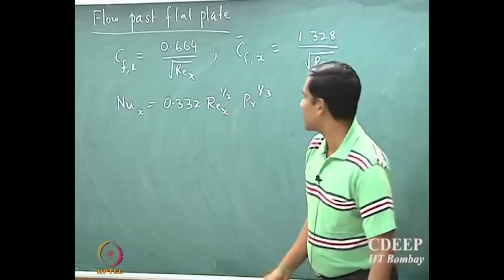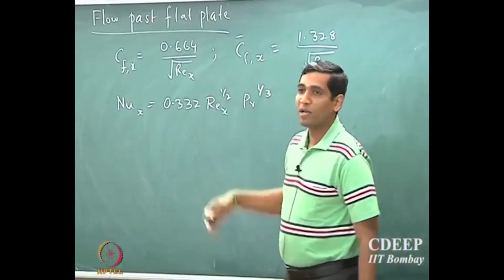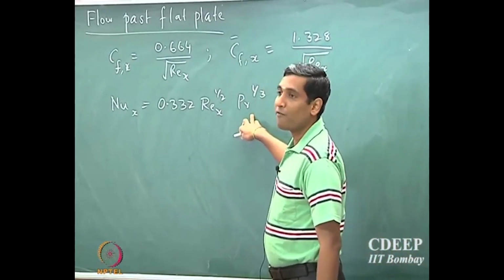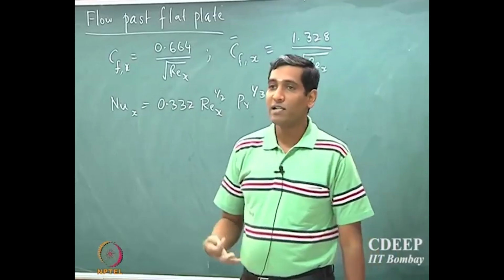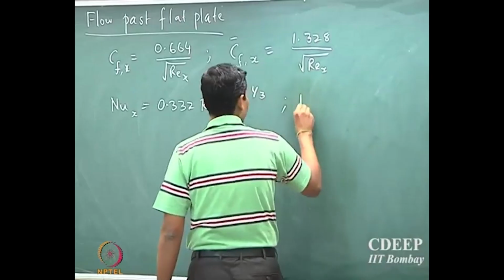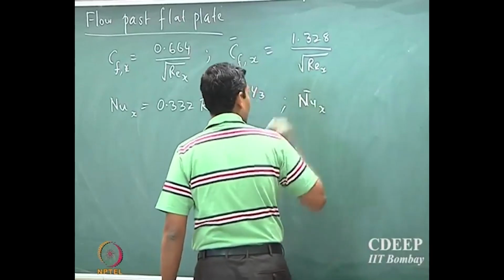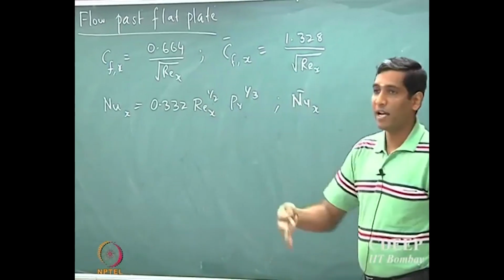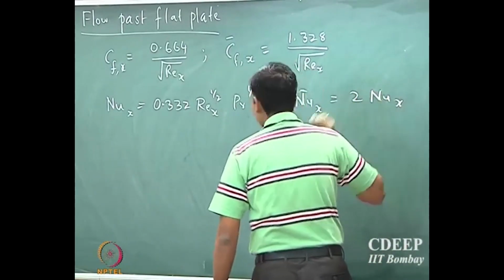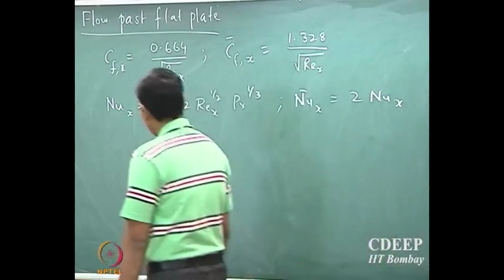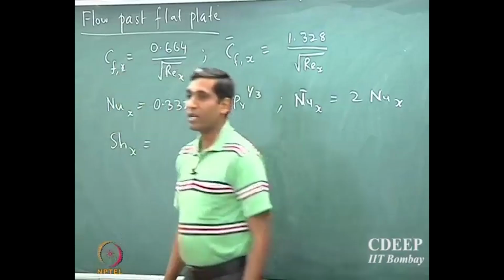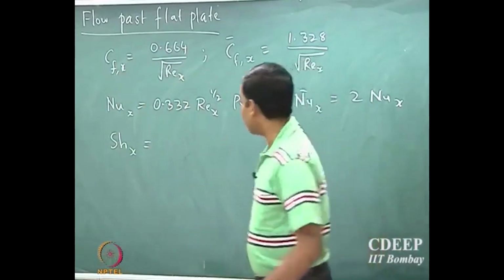Okay. And the power of Reynolds number comes from the scaling arguments, and the Prandtl number to the power of 1 by 3 comes from the gradient at the boundary. Okay. And so from this you can see that the average Nusselt number till any location is given by twice that of the local Nusselt number. And similarly we could write for the mass transport problem simply by using the boundary layer analogies.